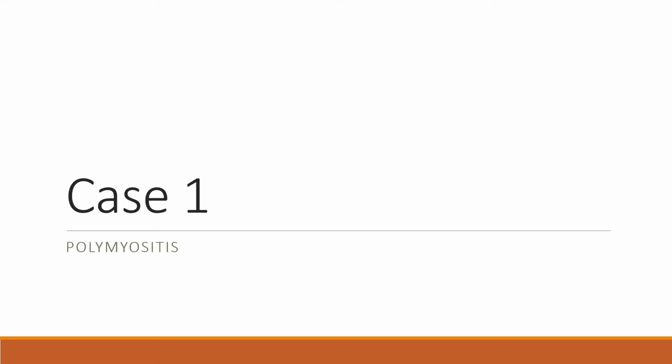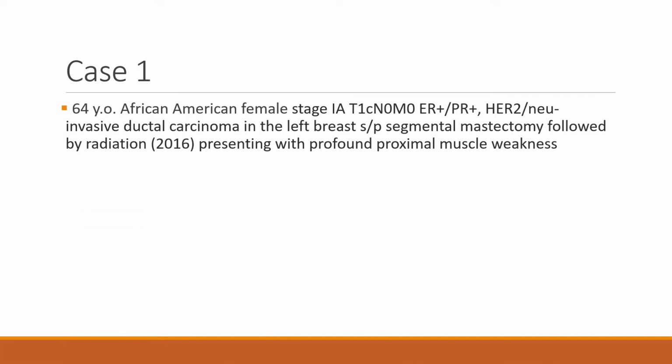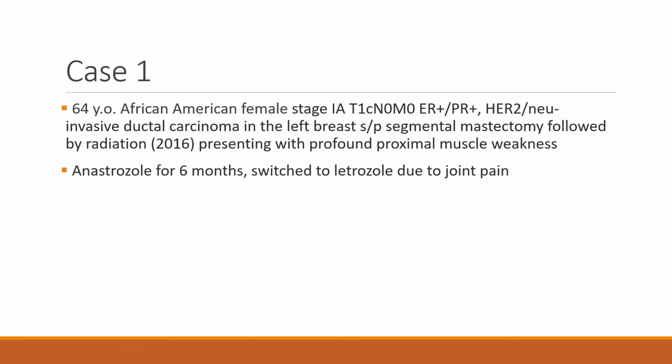The first case that I'm going to be presenting today is a case about polymyositis that was associated with aromatase inhibitor therapy. So for our first patient, we have a 64-year-old African American female. She has stage 1A breast cancer, estrogen receptor and progesterone receptor positive, HER2 negative. She's status post-segmental mastectomy followed by radiation in 2016, now presenting with proximal muscle weakness.